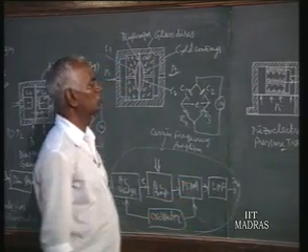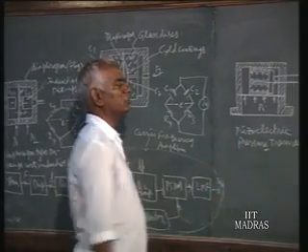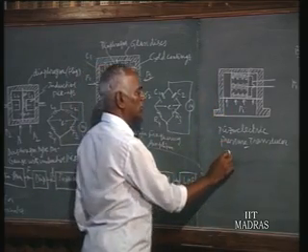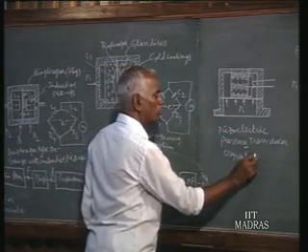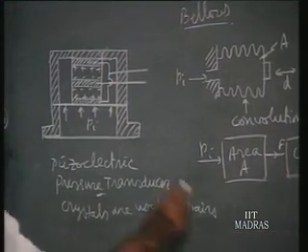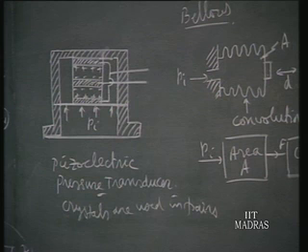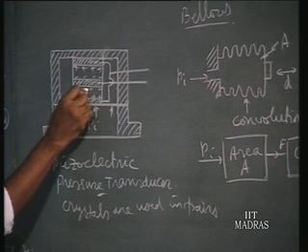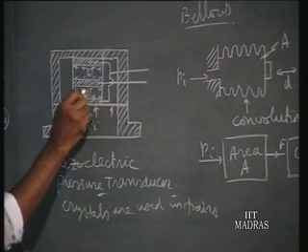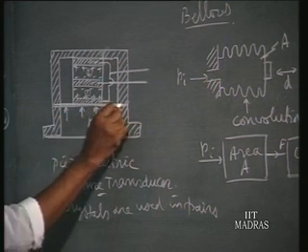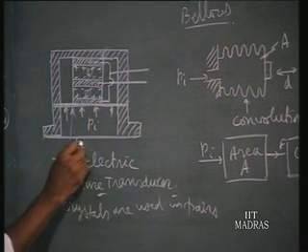Another method also adopted is piezoelectric pressure transducers, using quartz crystals. They are normally used in pairs. The crystals are used in pairs because there is some advantage: the earthing problem is solved here. For example, you find this is crystal 1, this is crystal 2, one pair we are using, and this is the diaphragm over which the pressure is acting.